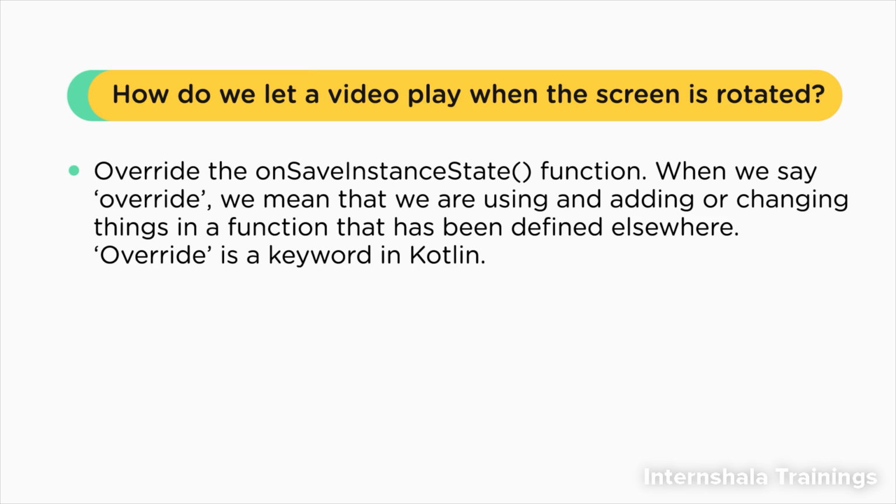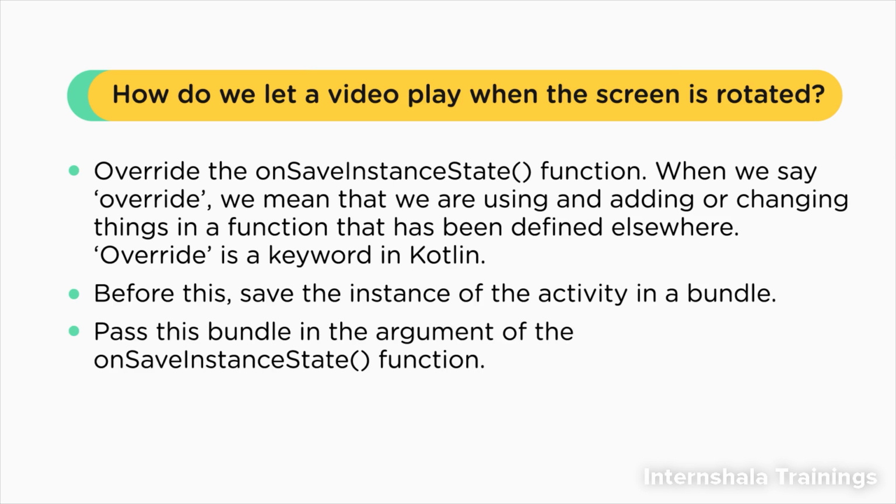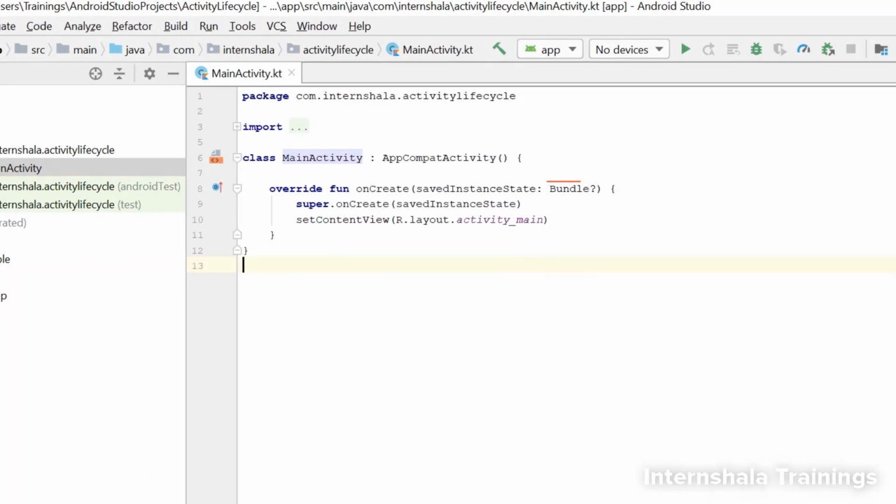So coming back, first we need to save the instance of an activity. This instance gets saved in a bundle, and then this bundle is passed as an argument to the onSaveInstanceState method. We are not going to go into much detail in terms of coding, but it is important that you understand these concepts. Now, by using this bundle here, we are actually using that saved instance of the activity.